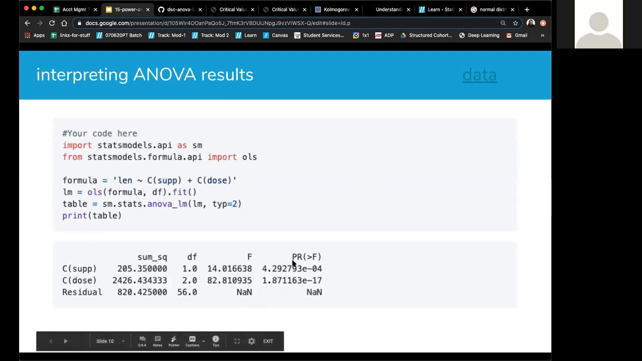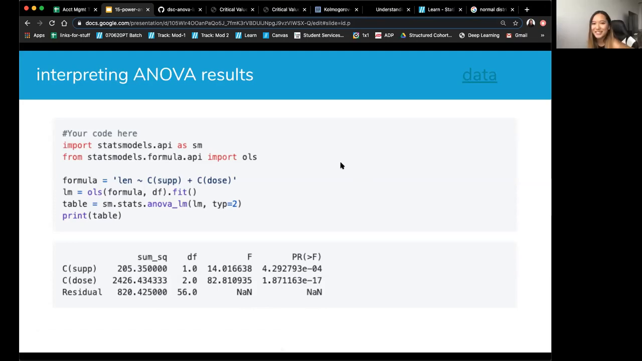In the formula line there, it says len, and then that weird little squiggly, like a tilde. What does that symbol mean? Yeah, I was actually just about to go back to that. But any questions about this output first?